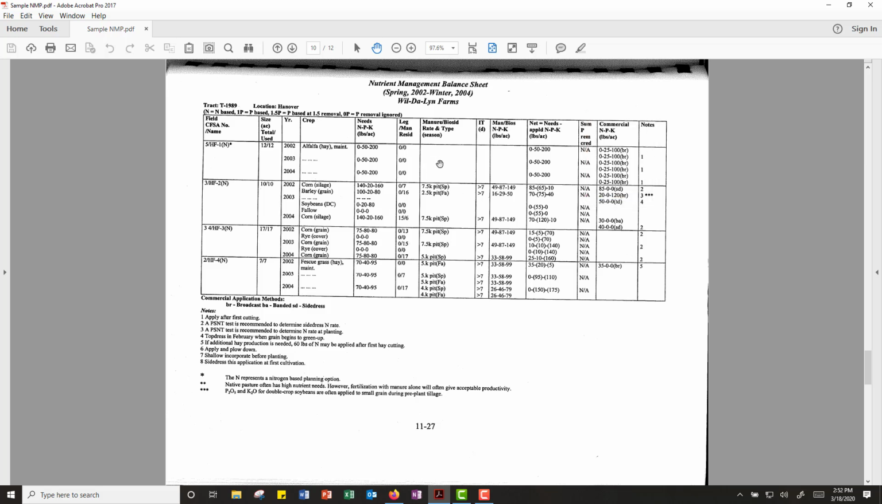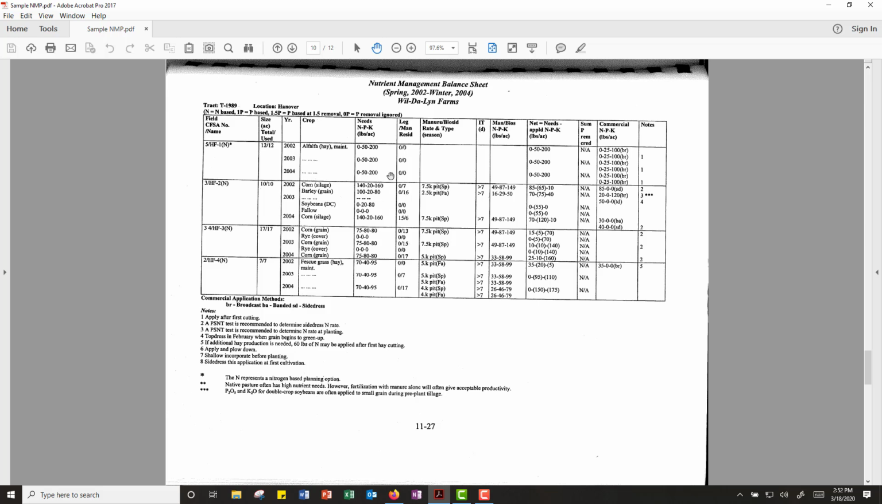Now let's go down here. The second field, he's going to be growing corn and harvesting it as silage. And then in the wintertime, he'll be planting barley, and he will harvest that in the springtime for grain. So this is a double crop field. He's going to grow corn in the summer, harvest it in the fall. He's going to plant barley in the fall, harvest it in the spring. He needs to feed both of those crops.